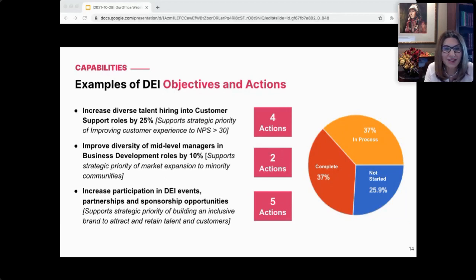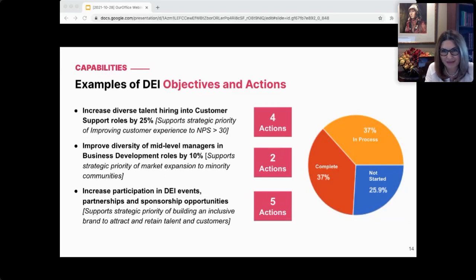And last but not least, another example is just increasing participation in DEI events, in partnerships and sponsorship opportunities. This is supporting or linked with the strategic priority of the organization, which is to build an inclusive brand to attract and retain talent and customers. So hopefully this is a good overview of what we mean by having a shared DEI plan with objectives and actions, and a tool that helps you promote that and implement it across the organization.